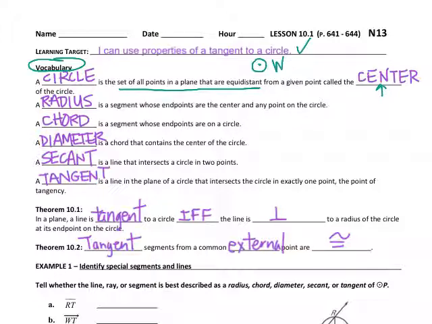The next vocabulary term we have is radius. A radius is a segment whose endpoints are the center and any point on the circle. Again, a radius is going to be 1/2 of the diameter of the circle.